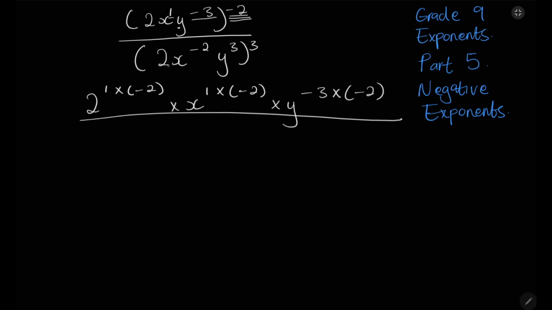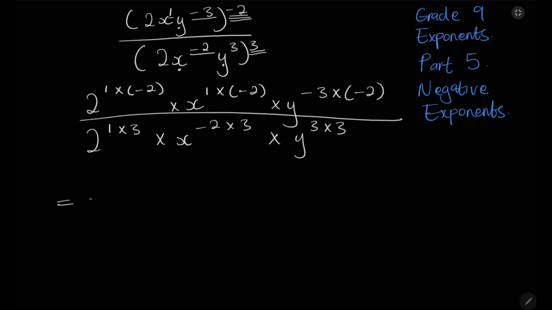In the denominator, we have 2x to the power negative 2y cubed. Outside a bracket, we have a 3. So we have to distribute this 3 into every single term in the bracket. So we have 2, which is basically 2 to the power 1 times 3, times x to the power negative 2 times 3, times y to the power 3 times 3. That is how we distribute. You guys know this law as you've done it multiple times.